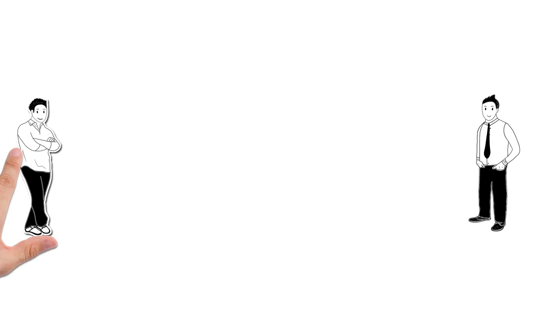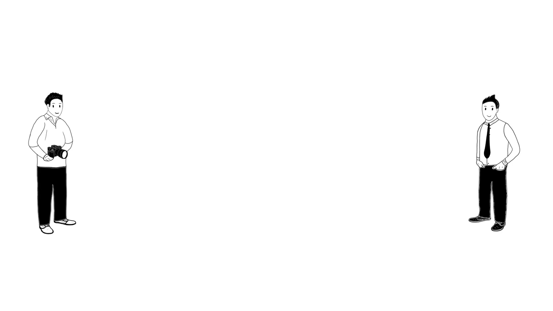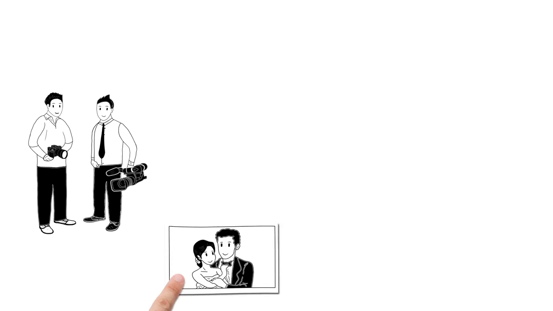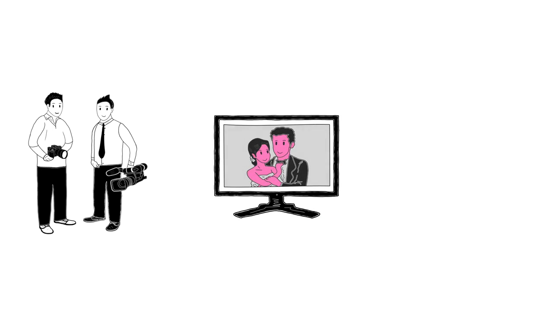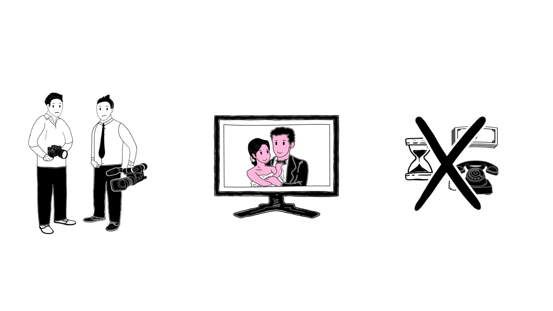Meet Klaus and Simon. Simon is a passionate photographer and Klaus a videographer. Together they have specialized in weddings, but are spending more time in front of the computer adjusting color and contrast than they do behind the camera, wasting both time, money, and opportunities.